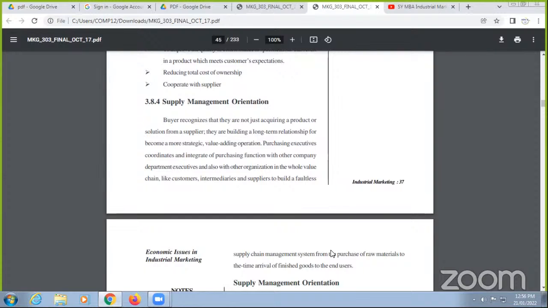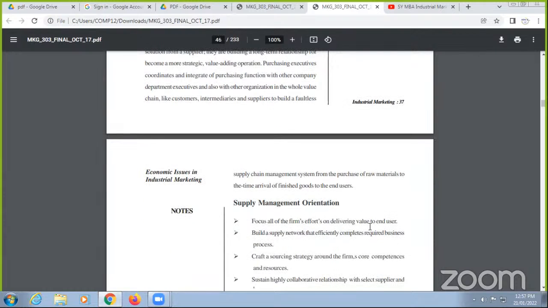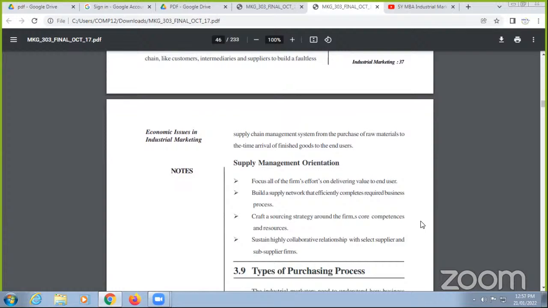from a supplier, they are building a long-term relationship to become a more strategic, value-adding operation. Purchasing executives coordinate and integrate purchasing functions with other company departments and also with other organizations in the whole value chain, like customers, intermediaries and suppliers, to build a faultless supply chain management system from the purchase of raw materials to the timely arrival of finished goods to the end user. Supply management orientation focuses all of the firm's efforts on delivering value to the end user. Build a supply network that efficiently completes multiple business processes.